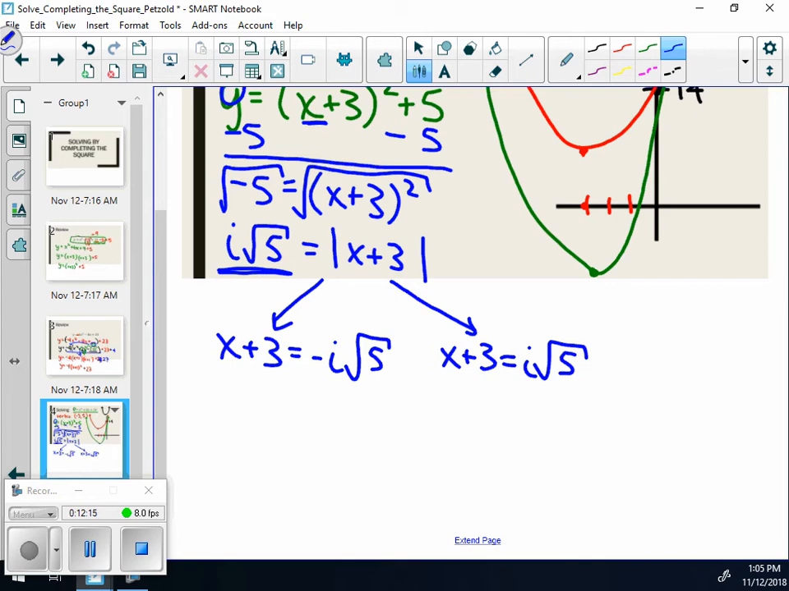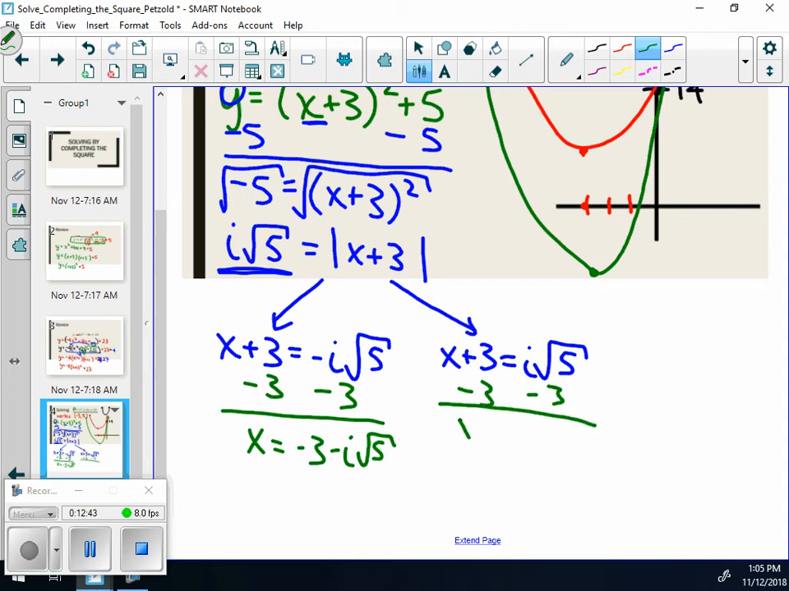All right, and then from here, Madison, do you want to call on someone, or should we use the dice? All right, we're going to use the dice again. And we're going with row 4. Madison, it's you again. Sorry. All right, so we've got negative 3 minus i square root of 5. All right, and then on this side over here, we did the same thing. So we have x is equal to negative 3 plus i times square root of 5.